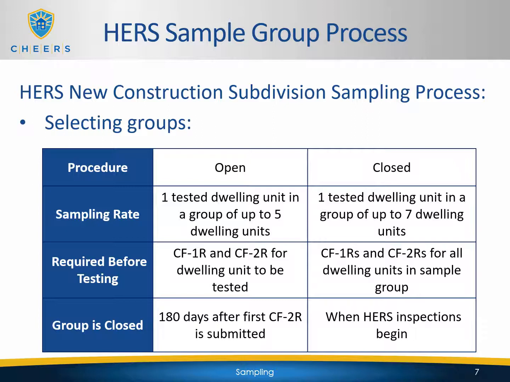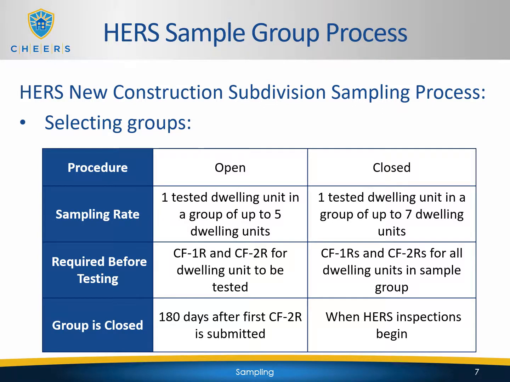So when deciding on how we're going to assemble our different sampling groups, we have two options to choose from when we're dealing with new construction. We have what's called an open sample group or a closed sample group. So let's take a look at the open sample group first. The sampling rate for an open group is 1 in 5.